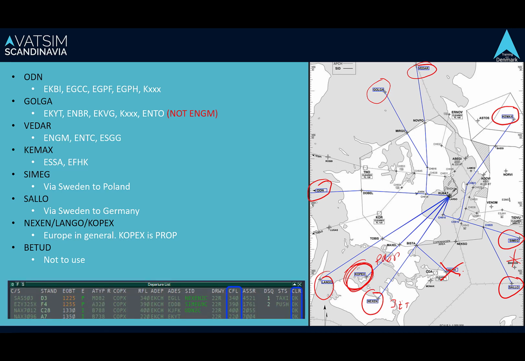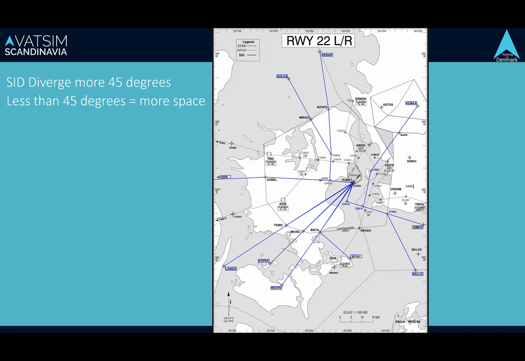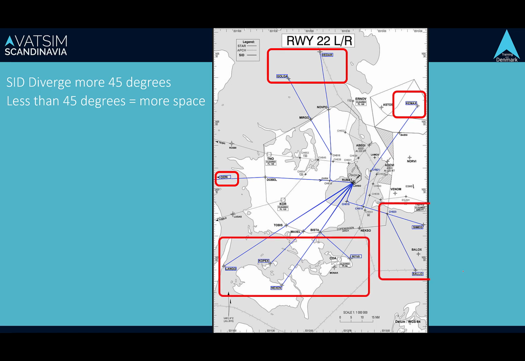When assigning an SID, make sure you check the cleared flag and set the initial cleared flight level. The SIDs get interesting when you have to send them off. SIDs should normally diverge more than 45 degrees. There are SIDs in the same direction, and they will need to be extra separated if they diverge less than 45 degrees. So out of the SIDs, you basically have 1 to the west, 2 to the north, 1 to the northeast, 2 to the southeast, and 4 to the southwest.